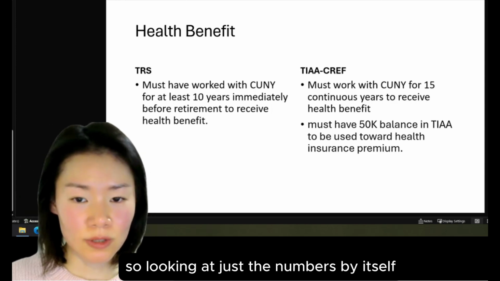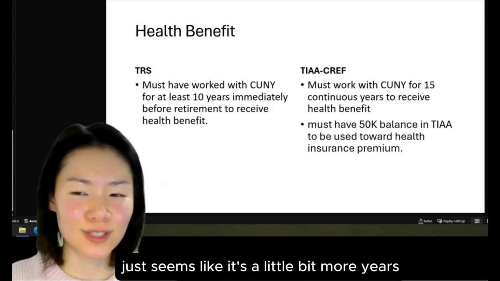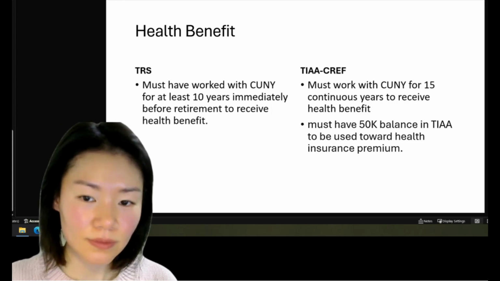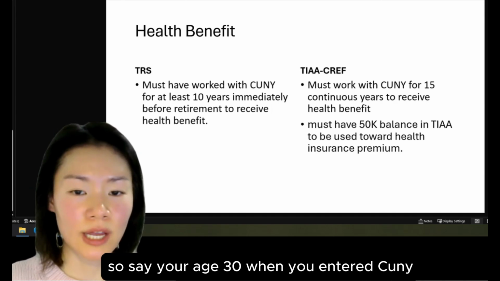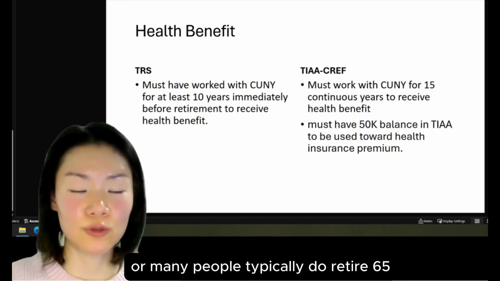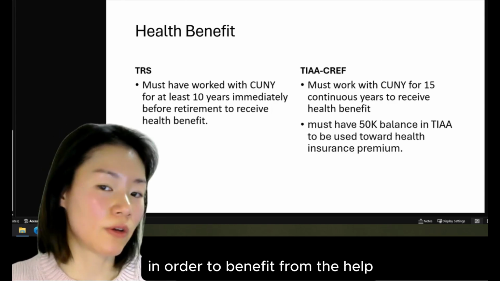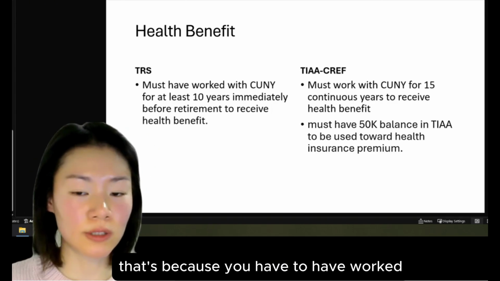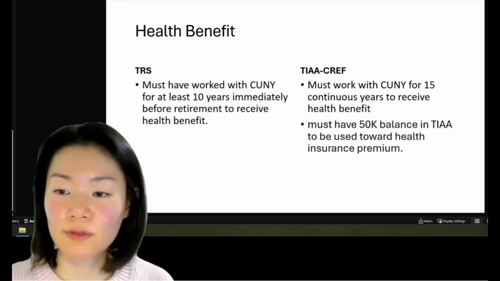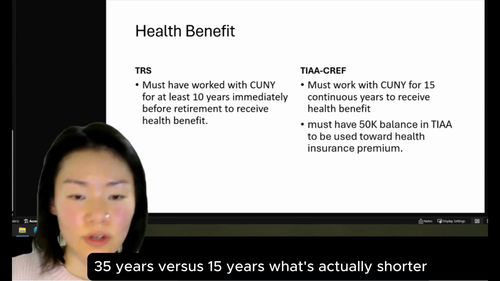Looking at just the numbers by themselves, you might say, well, if I choose TRS, I just need to work 10 years, whereas with TIAA it seems like a few more years. But you have to focus on the word immediately here, in the 10 years immediately. Say you're age 30 when you entered CUNY, and you want to retire at age 65, as many people typically do, which means you have to work for 35 years in order to benefit from the TRS health plan. That's because you have to have worked 10 years immediately before retirement, whereas for TIAA, you can leave CUNY after accumulating 15 years of service. It has to be continuous service. Compare 35 years versus 15 years.